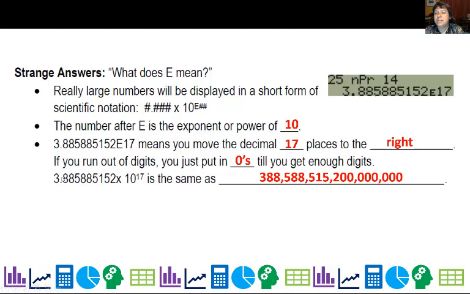So this is the same as this. And you can see I show all 17 places that the decimal has moved from right here all the way to there. So let's go ahead and do some examples.